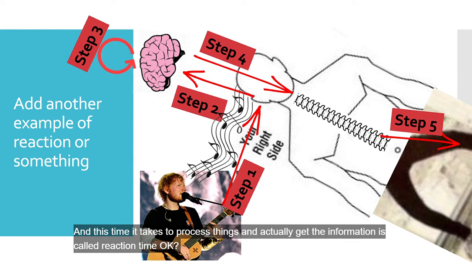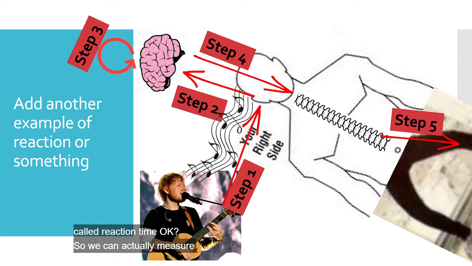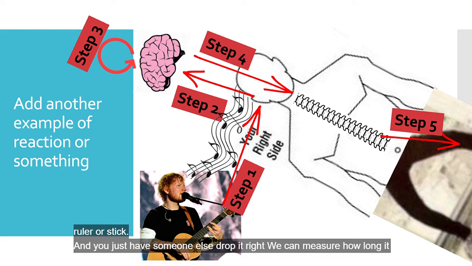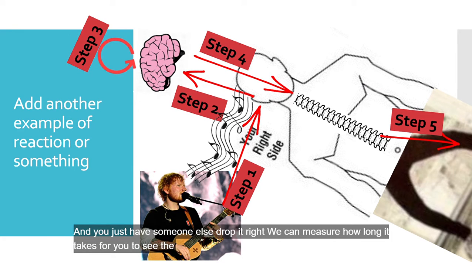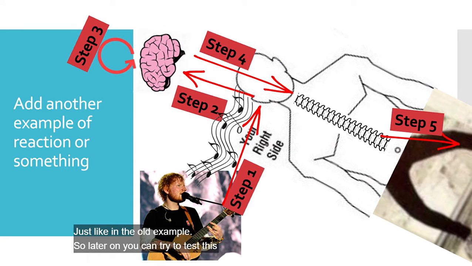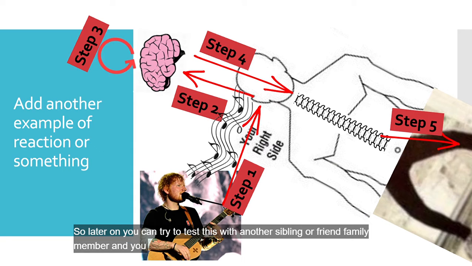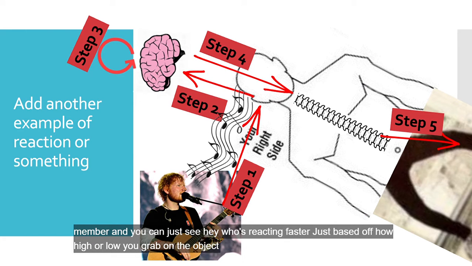So we can actually measure how long it takes for you to react. If you have a ruler or a stick and you just have someone else drop it, right? We can measure how long it takes for you to see the ruler, process it, and then close your hand around it, just like in the old example, okay? So later on, you can try to test this with another sibling, a friend, family member, and you can just see, hey, who's reacting faster, just based off how high or low you grab on the object that's falling, okay?